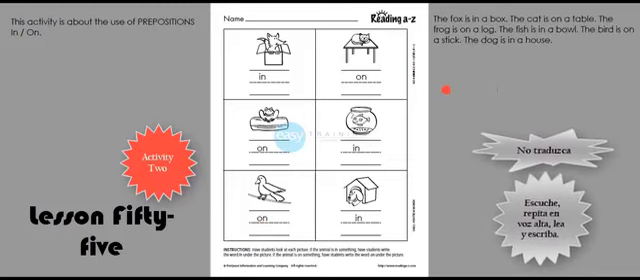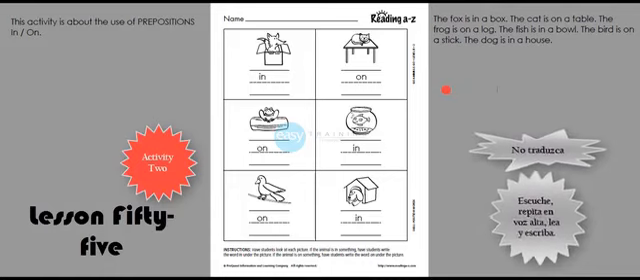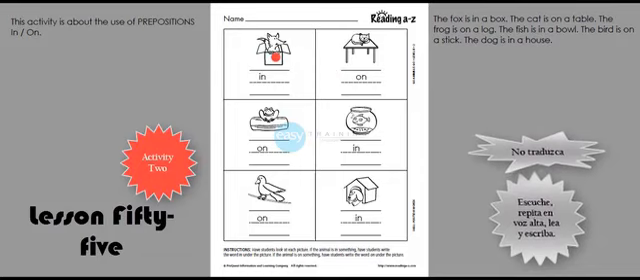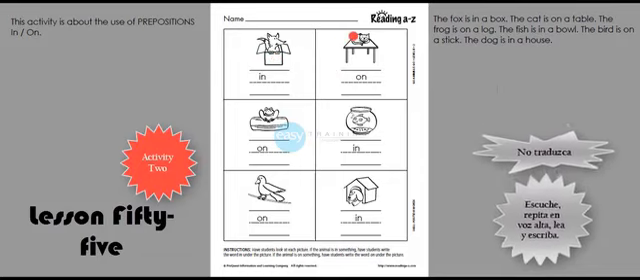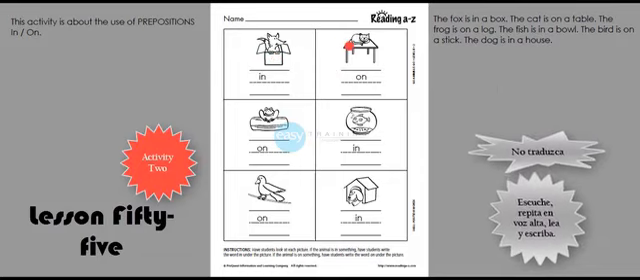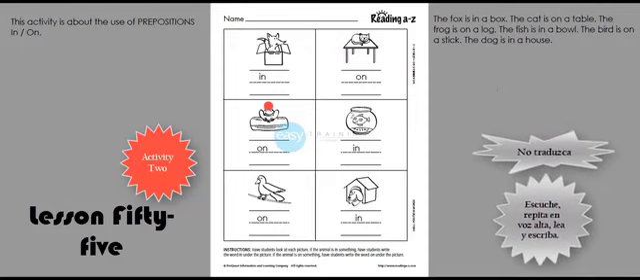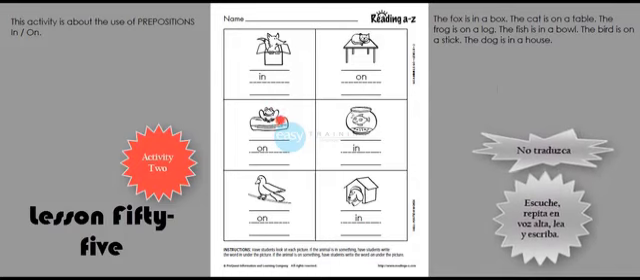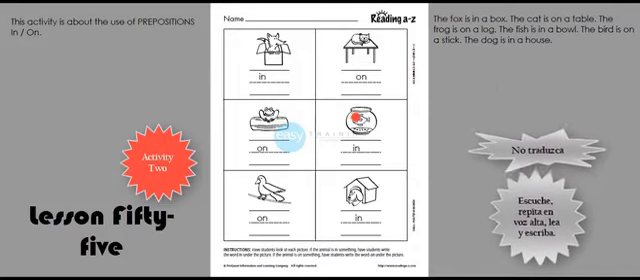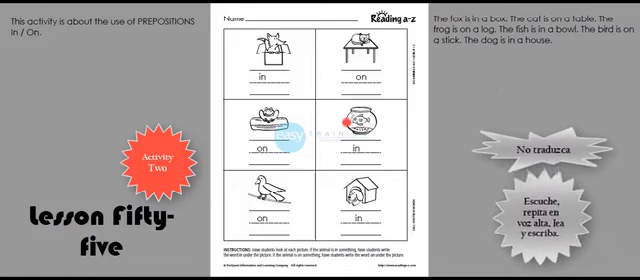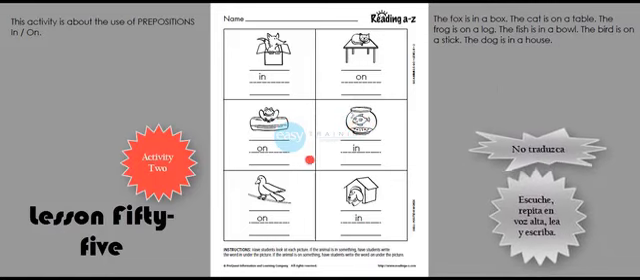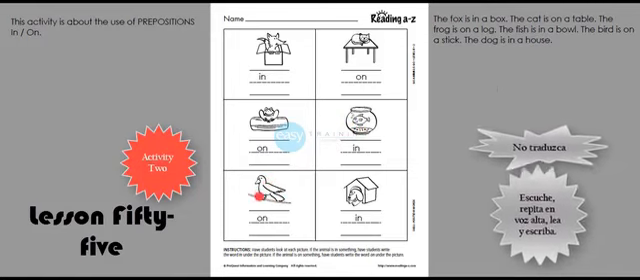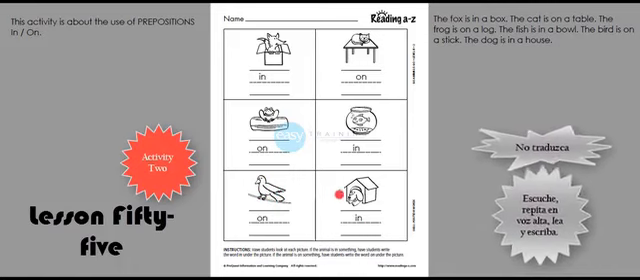Here are the sentences. The fox is in a box. This is a box. The cat is on a table. This is a table. The frog is on a log. This is the log. The fish is in a bowl. Here this recipient is a bowl. The bird is on a stick. This seems to be a stick. The dog is in a house.